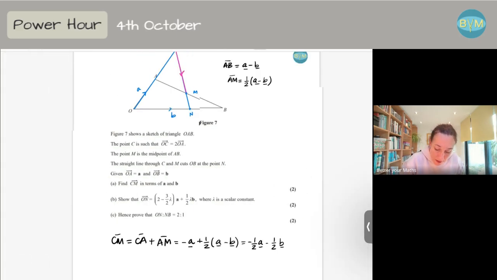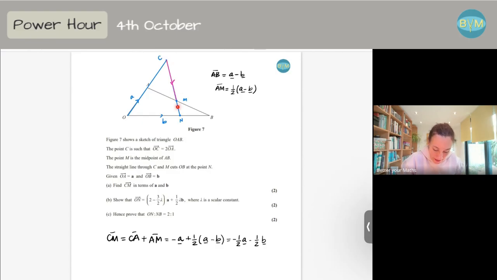So we have done something wrong. CM is going to be CA, which is minus a, plus AM, and AM is half of AB. And we say AB is b minus a. No, it's minus a plus b. This is the other way around, sorry.